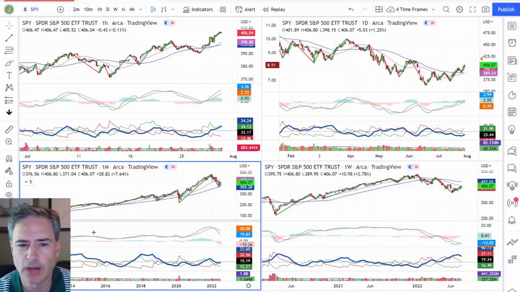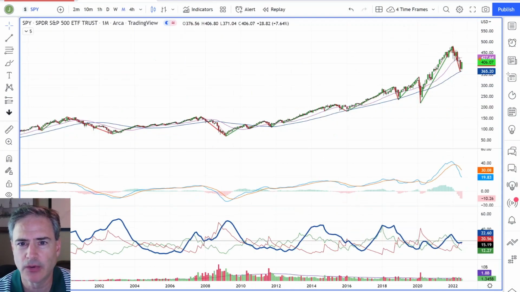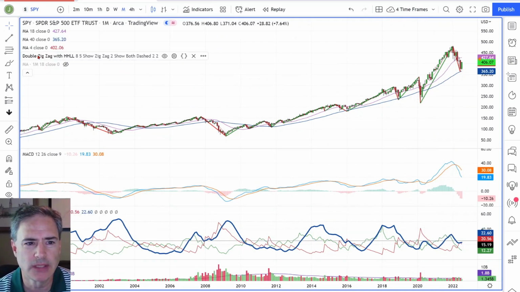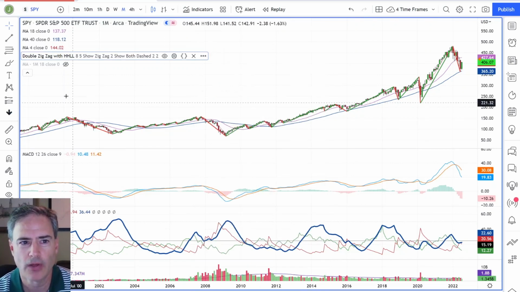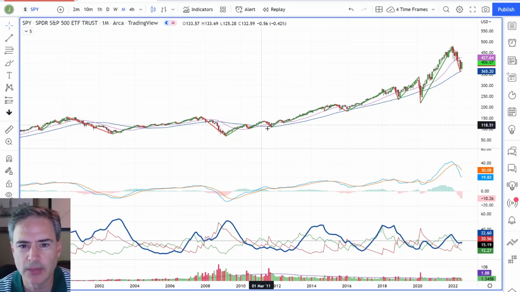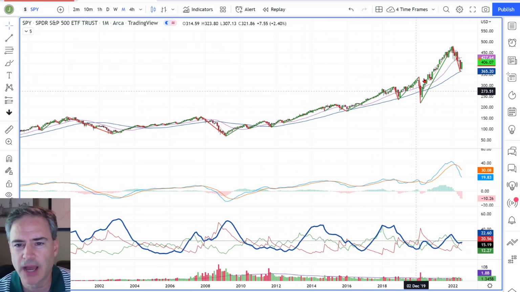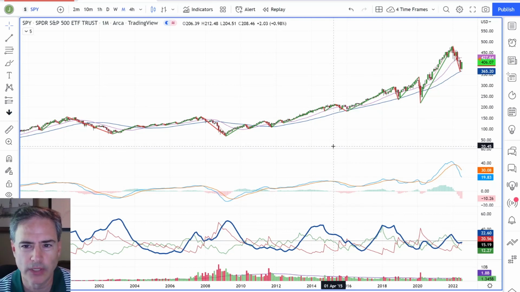I'm going to start with the monthly chart, and when you look at the ZigZag that I've overlaid on here, just so you're aware, I use the double ZigZag with high-low, and I'm only using period 2. I'm only using one of the zigzags. I guess you can do 2 different time frames, but I'm using the 5 level on there, and it does a really good job of representing the highs and lows that I think are important in each time frame.